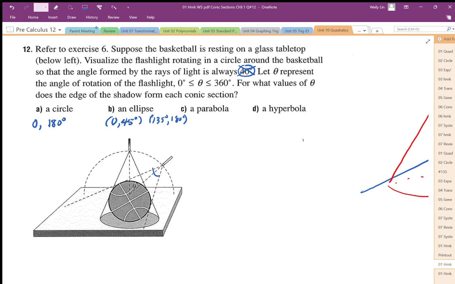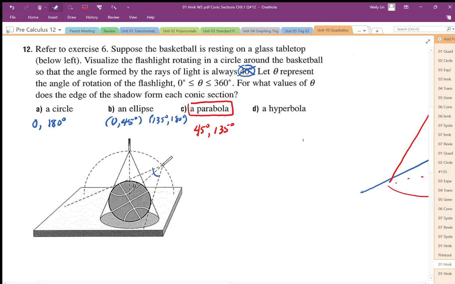Now the key boundary is a parabola. The parabola is going to be formed when the cone angle matches the rotational angle, or actually, half the cone angle matches the rotational angle. So at 45 degrees, we're going to get a parabola, and these are important. So 45, 135, and all the 45-degree positions as we go around the circle. That gives us the parabola, and this is important because the parabola is a boundary between the ellipse and the hyperbola.